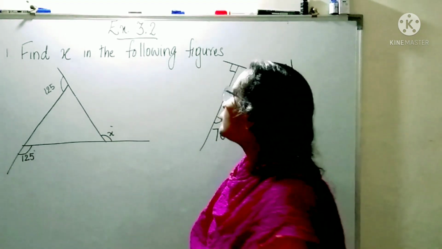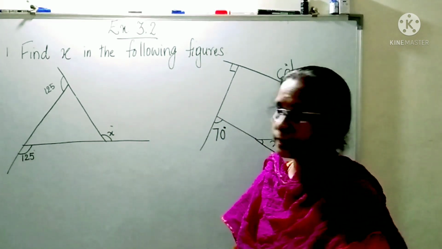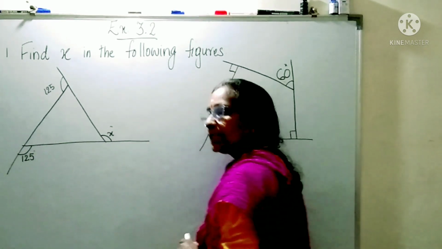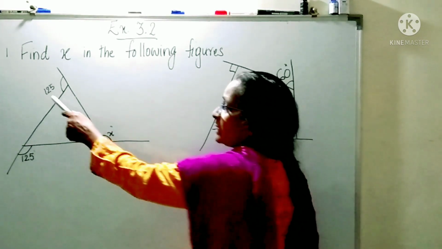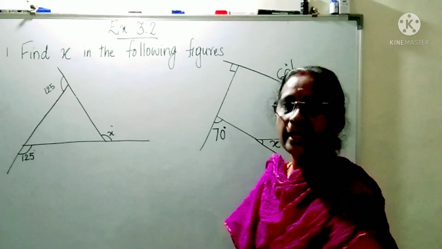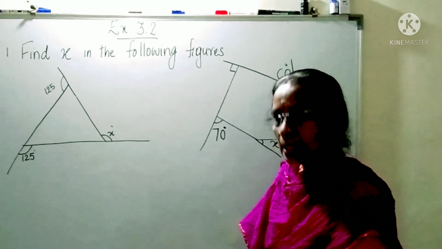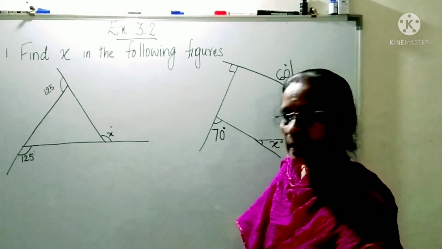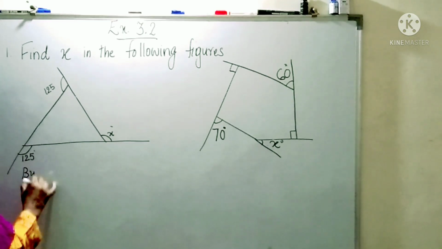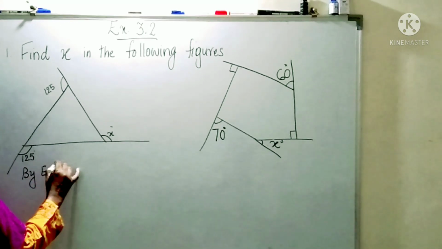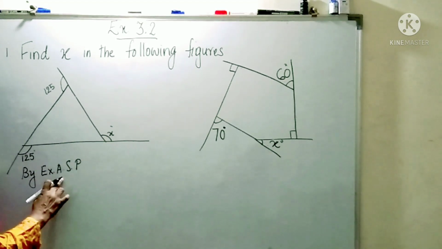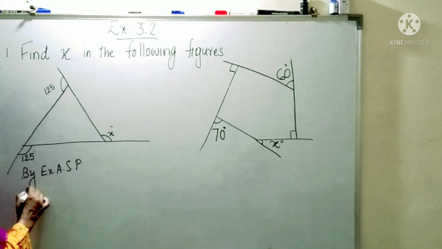The first question is: find x in the following figures. You see here the figure is a triangle and three exterior angles are given. One angle is 125, the second is 125, the third angle is not given. How will you find the third angle? Which property will you use? The exterior angle sum property. So by exterior angle sum property, what do you get?